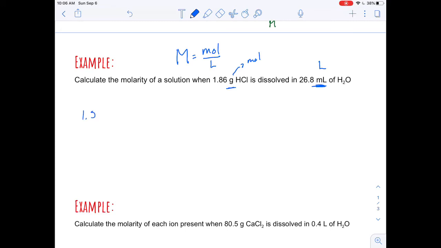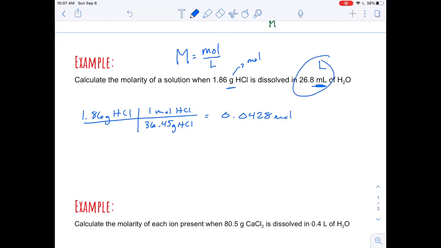I have 1.86 grams of HCl, and I want to get that to moles. Hydrogen plus chlorine is approximately 36.45 grams. And I write this all out. So that's going to be 0.0428 moles. Then, what is this in liters? Well, I need to divide the milliliters by 1,000. So I'm going to place that right underneath there and keep the narrative going right here.